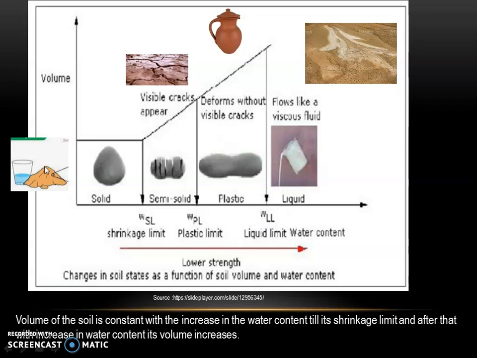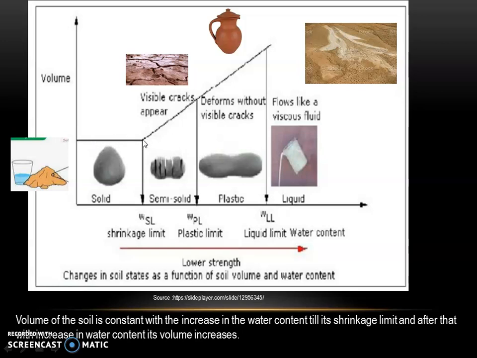So here in this sketch we can see that there is a soil mass to which water will be added. The water will try to fill up all the voids present in the soil mass. So in this process there won't be any change in the volume. That can be shown with the help of this straight line. And soil will remain in solid state till a certain limit is reached, which is called the shrinkage limit. So till the shrinkage limit, water added to the soil mass will try to fill up all the voids present in the soil, and there won't be any change in volume.